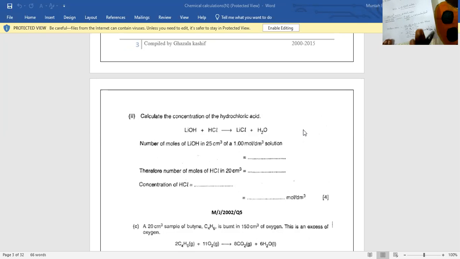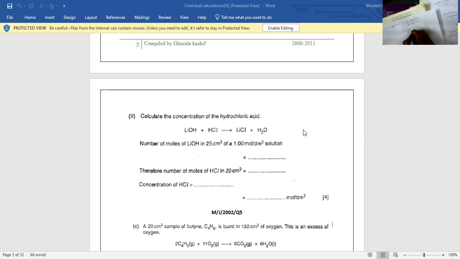Beta, you have to understand the concept. The mass concentration is what? Mass concentration is the mass of solute divided by the volume of solution. This is the formula. So mass of solute in this particular case is the mass of HCl, divided by the volume of solution. The volume of solution will stay the same, which is 0.02.